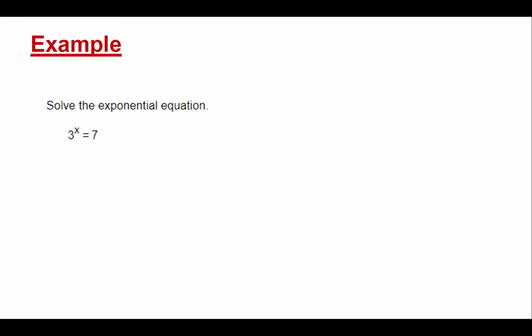So let's do one example. 3 to the power x equals 7. There is no way we can express 7 as 3 to the power something. So let's take ln of both sides. If 3 to the power x is equal to 7, then ln of 3 to the power x is equal to ln of 7. It's like if x is equal to y, then ln of x is equal to ln of y. We can write it down.